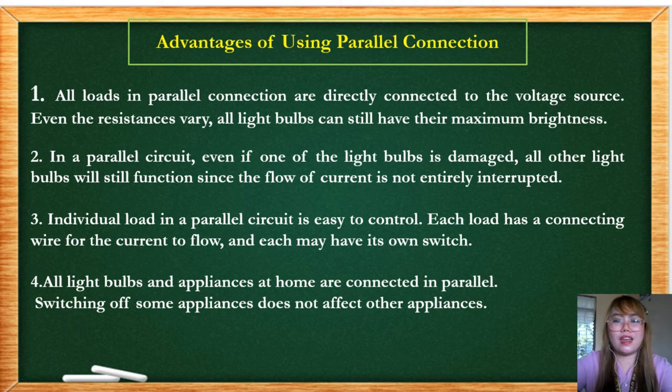Number 3. Individual load in a parallel circuit is easy to control. Each load has a connecting wire for the current to flow, and each may have its own switch. Even if you switch off one bulb, other bulbs are not affected. Number 4. All light bulbs and appliances at home are connected in parallel. Switching off some appliances does not affect other appliances.